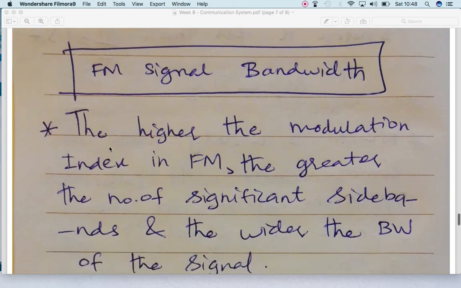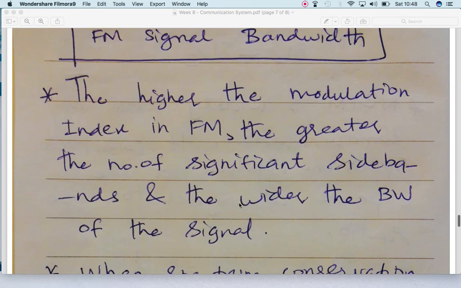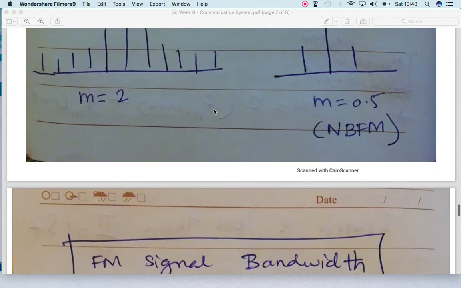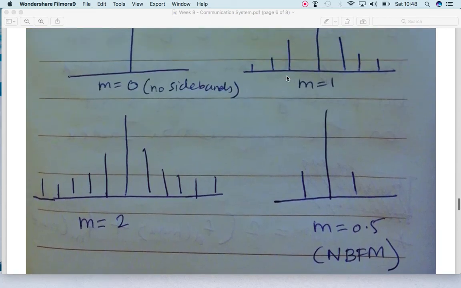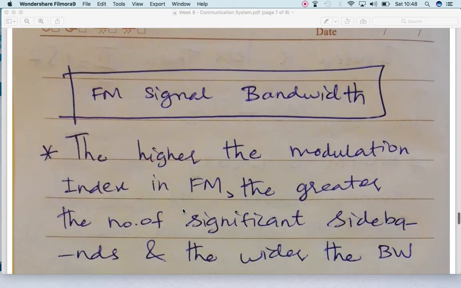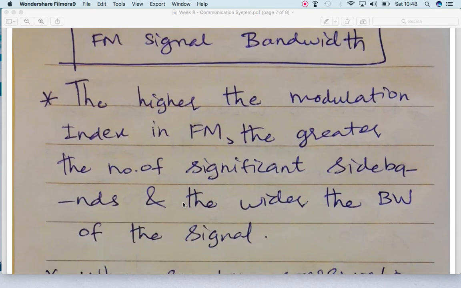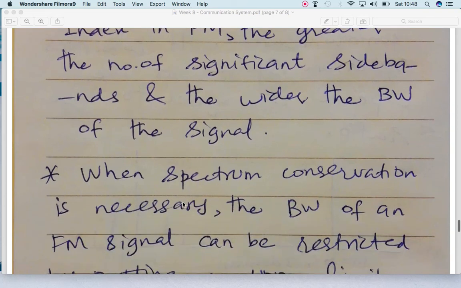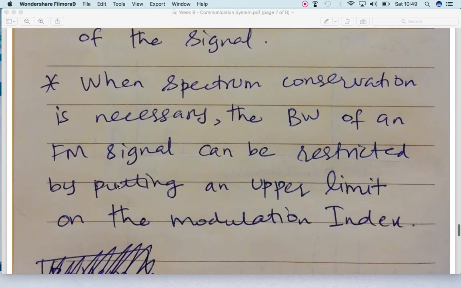First we have to read the statement that the higher the modulation index in FM, the greater the number of significant sidebands and the wider the bandwidth. As you know, whenever the modulation index is increased, the sidebands on the left hand side as well as on the right hand side increase, and this is what is being told over here, and resultantly the bandwidth will be increased.